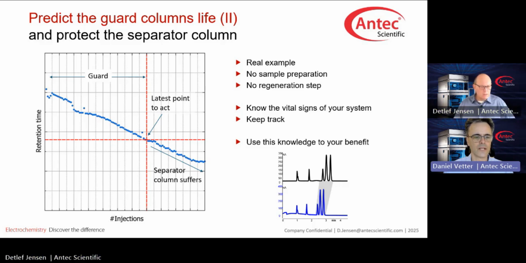Detlef, I really like what you mentioned previously, that we actually can predict the remaining lifetime of the guard column by looking at this steady drop in the retention times. The remaining capacity. Yeah. But in a previous session, you spoke about the carbonate contamination of the eluent. And wouldn't that affect the retention time as well? And if so, can we differentiate that?